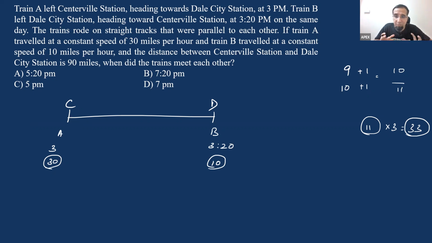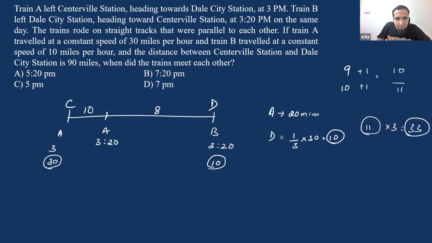Now, when they meet, to apply relative speed, we need relative distance into place. And relative distance is nothing but the distance separating them at the same time. Since train A started at 3 o'clock, I need to see how much train A covers in 20 minutes. 20 minutes is 1/3 of an hour. So distance covered in 1/3 of an hour is 1/3 into 30. So train A would have covered 10 kilometers at 3:20.